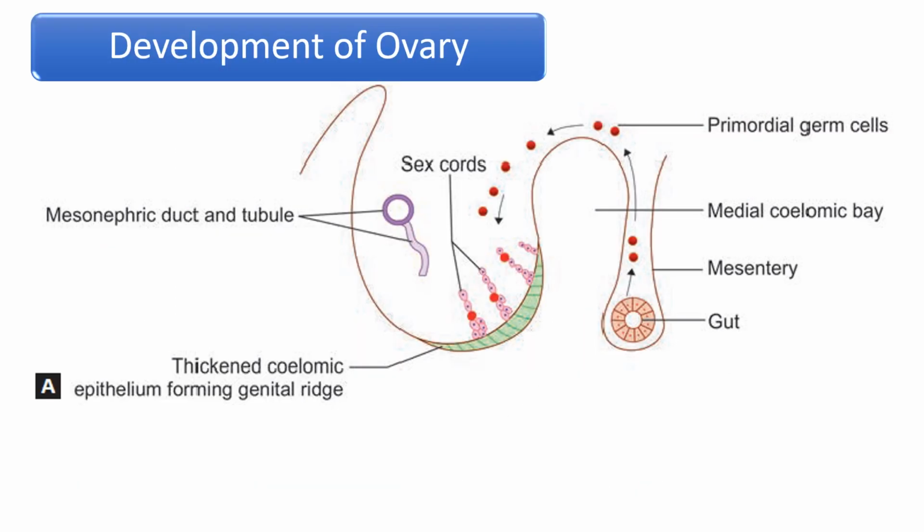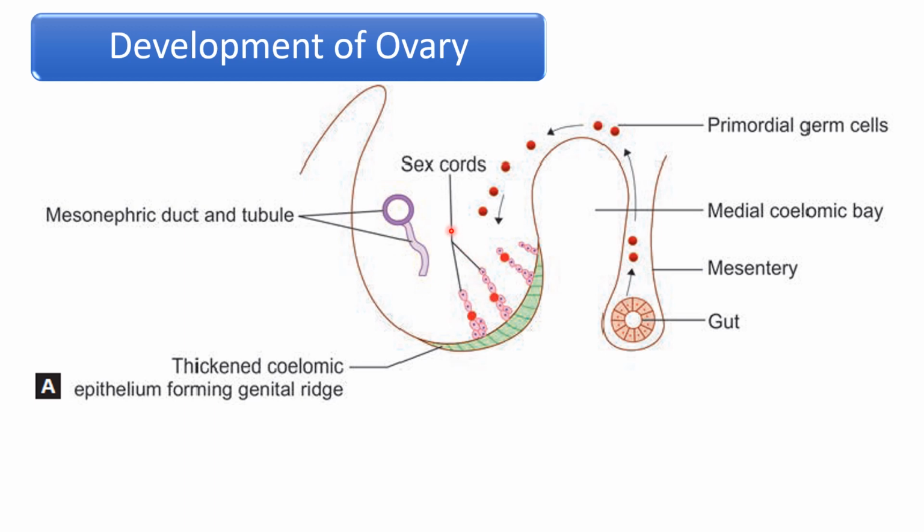Now we are going to see the development of ovary. The early stages in the development of the ovary are exactly the same as in the testis. That means the coelomic epithelium on the medial side of the mesonephros, as you can see in the figure, becomes thickened, and that will be forming the genital ridge. You can see the genital ridge. Then cords of cells or sex cords or medullary cords proliferate from this germinal epithelium, and they will grow into the underlying mesoderm.